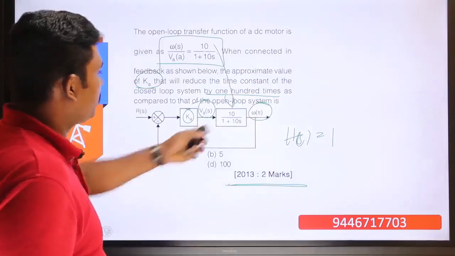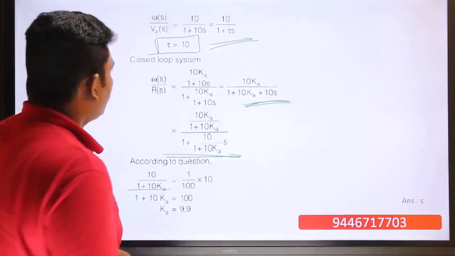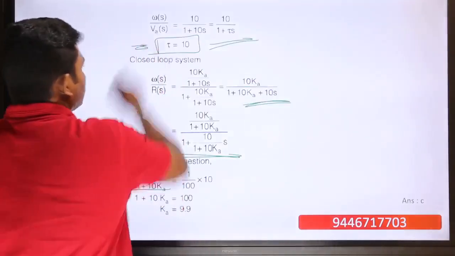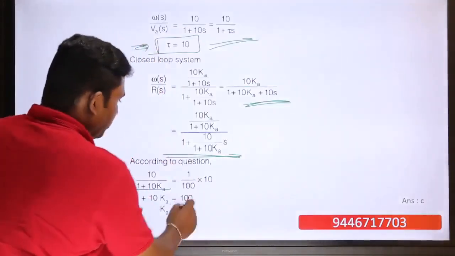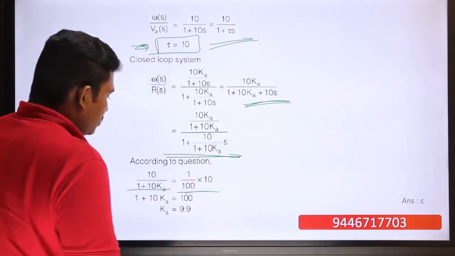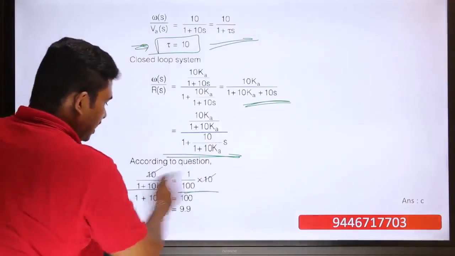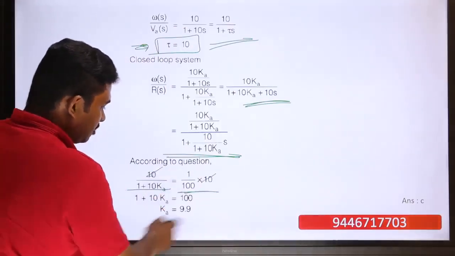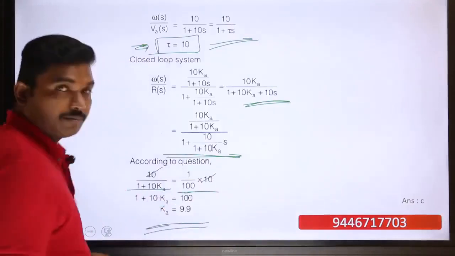What is the time constant of the open loop transfer function? It is obtained as tau is equal to 10. So it is 1 divided by 100 into 10. So 1 plus 10 Ka, 10 and 10 will cancel. So 1 plus 10 Ka becomes equal to 100, or Ka becomes equal to 9.9.